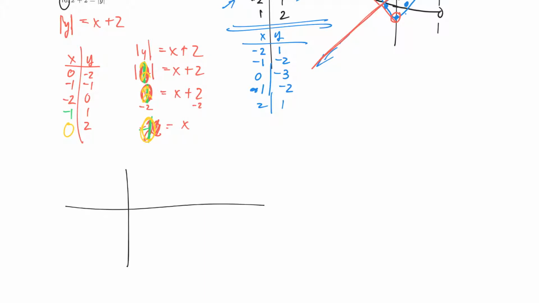So if I plot those points, 0, -2 is my first point. -1, -1, next point. -2, 0, next point. -1 and 1. That's sort of funny, eh? And you can tell it's not a function because for the same value of x, I'm getting different values of y. And 0 and +2. So it looks like there is my initial function.